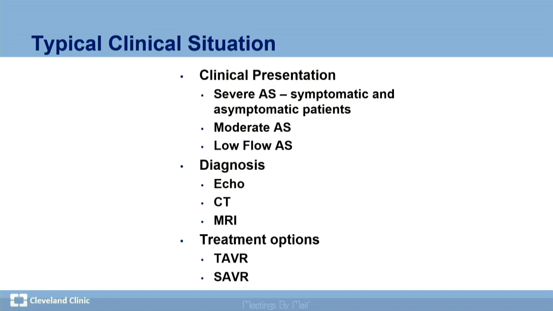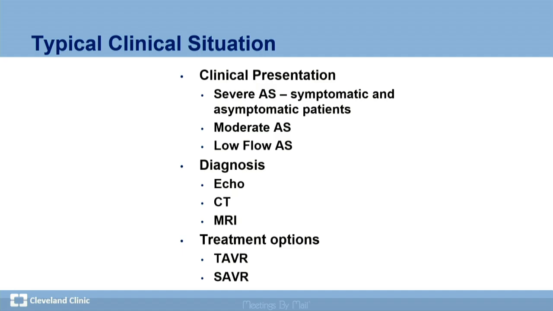So the typical clinical situation that you should know, few things. One is the clinical presentation. So severe symptomatic AS, and I'll just show you very briefly that that is a class 1 indication to do something about aortic stenosis. There is no medical treatment for severe symptomatic aortic stenosis. So this is important to keep in mind.